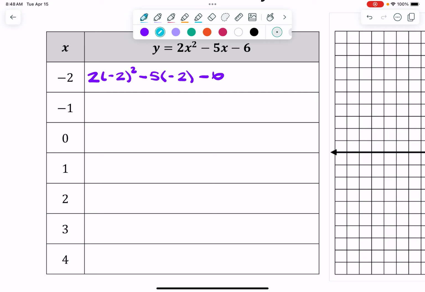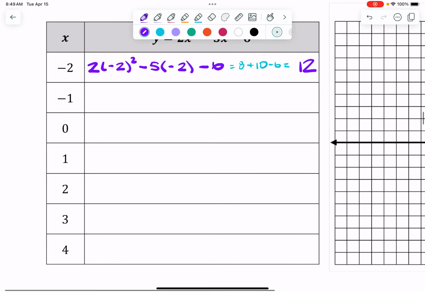If I was doing this mentally, -2 squared gives me +4, times 2 gives me 8. -5 times -2 will give me +10, minus 6. I end up with 12. Again, you do not have to show that work. You can plug it straight in, get the answer of 12, and all will also be okay. Can you pause the video and try completing the rest of the table, please?